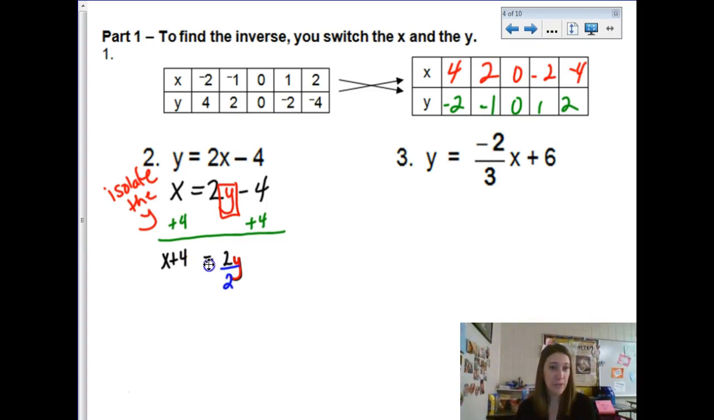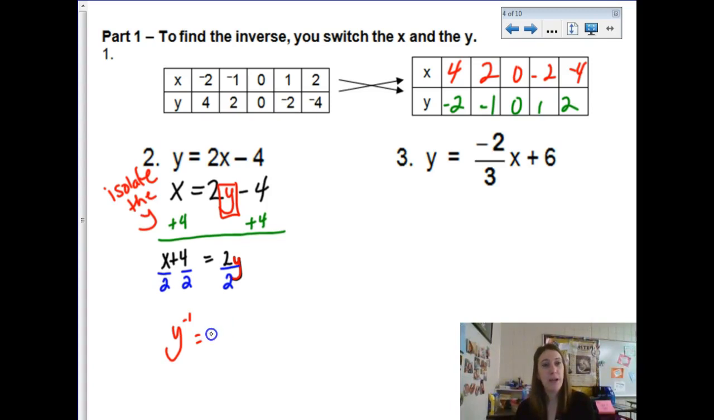Now you can just do one big fraction bar divide by 2 like this. You can also divide by 2 separately, which is typically what we see. Now I'm going to take the liberty of switching this around because I don't like the order. And the other thing I'm going to do is, instead of calling it y, because how am I going to know if he's the inverse or not if I just call them both y? I'm going to use this notation, y to the negative first power. That represents inverse notation.